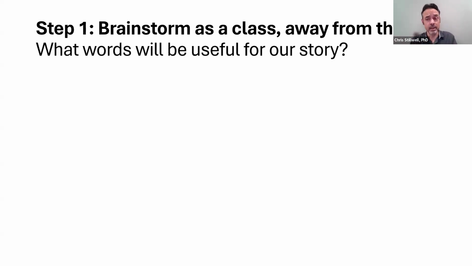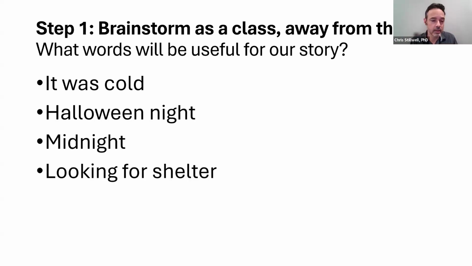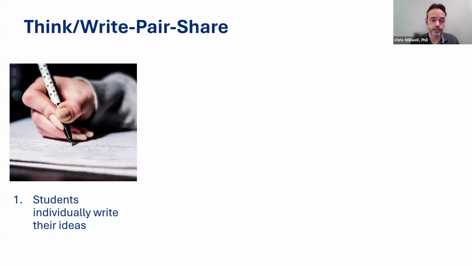So I started out very easy. I didn't ask the students to write the story or anything like that. I just said, what words do you think we might need? And so the students gave me words like cold, Halloween night, midnight, looking for shelter, looking for a safe place, maybe from the cold, right? So they started throwing these ideas out there, and I just typed them up or wrote them on the board so that we could see them all and put them together.